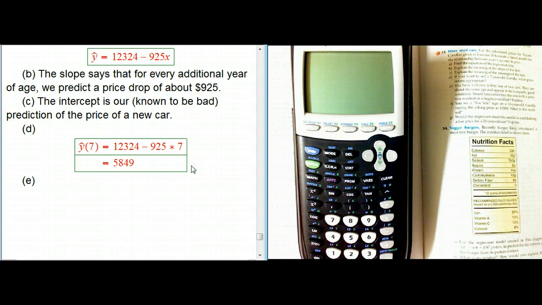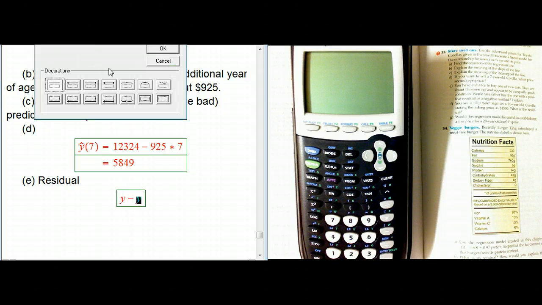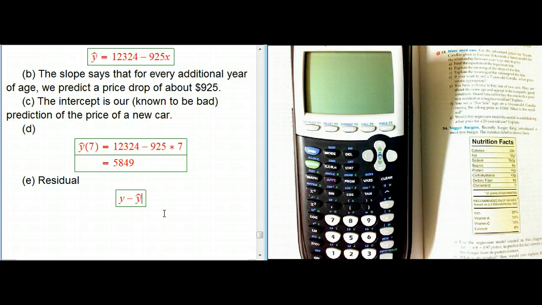Okay, now it says you have a chance to buy one of 2 cars. They are about the same age and appear to be in equally good condition. Would you rather buy the one with a positive residual or a negative residual? So remember, the residual is always the actual value minus the predicted value, the y minus the y hat. Okay. And so would I rather that be positive or negative?